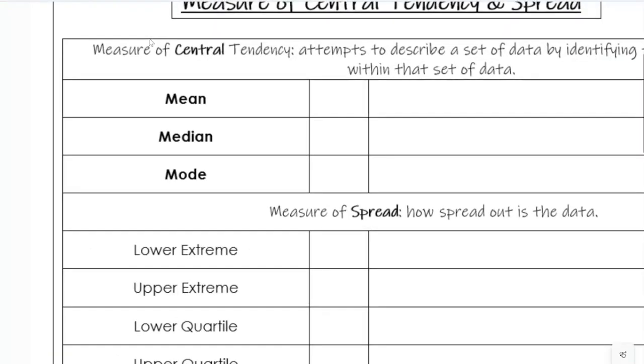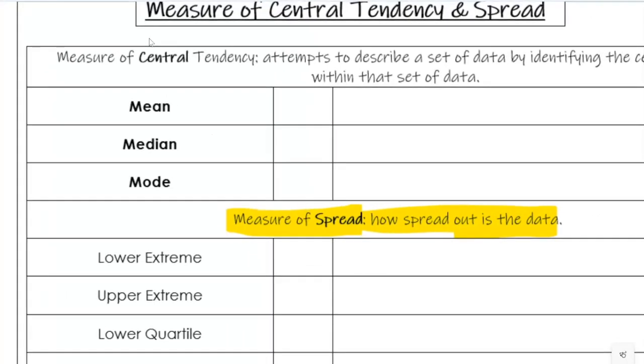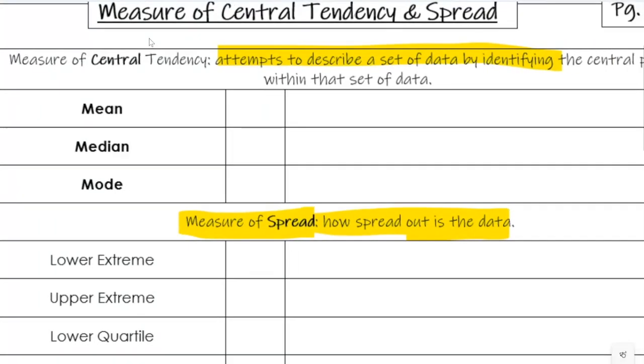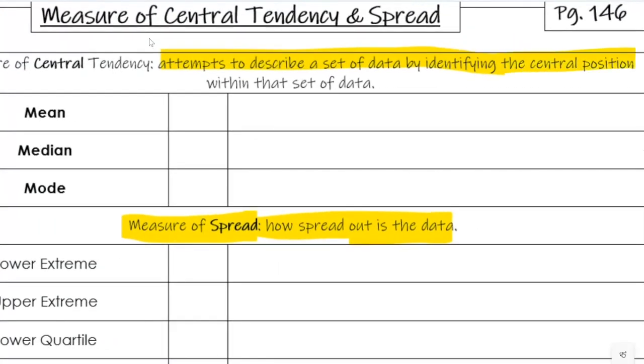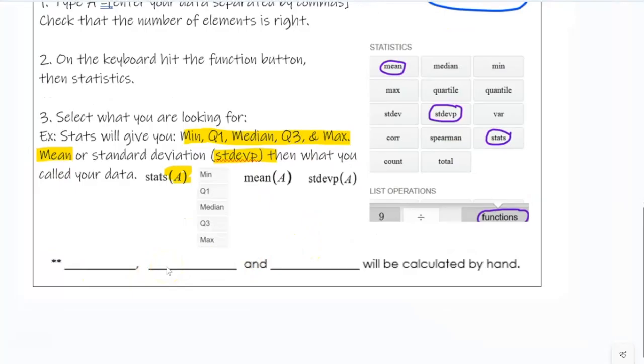I just want to emphasize again, the measure of spread is how spread out the data is, like how far away the data is. Whereas central tendency is just describing the set of data by identifying the central position within that data set. So it's looking at what's happening in the center, where spread is how spread out the data is. The mode, range, and IQR are calculated by hand.